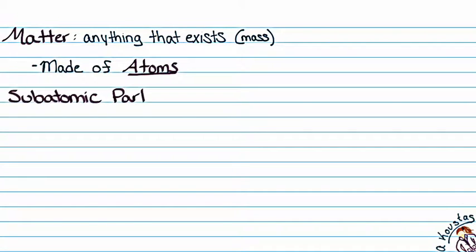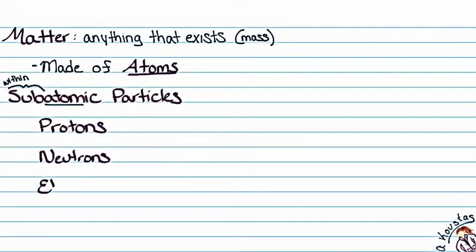Each atom is a unit that is also made up of smaller parts. These small parts are called subatomic particles. When we look at the word subatomic, we can break it up. Sub refers to within something, and atom. So subatomic particles are the particles within an atom. There are three main subatomic particles: protons, neutrons, and electrons. Hopefully you've heard of them before.